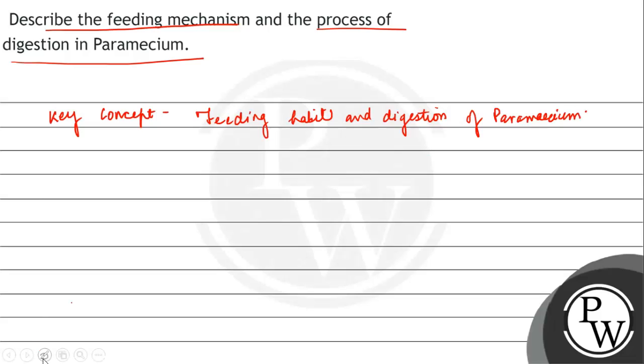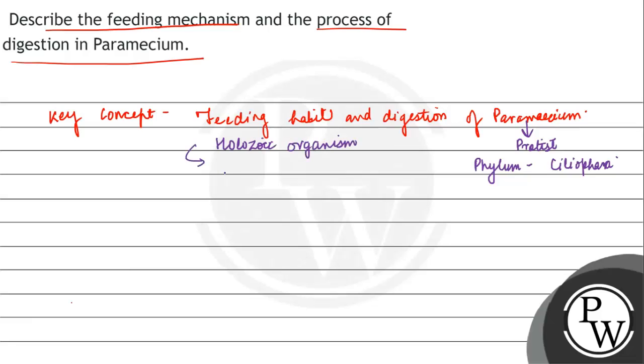First of all, we'll be understanding that Paramecium belongs to protists, and phylum Ciliophora. It has cilia all over the body, and it belongs to the protist group. Apart from that, regarding the feeding habit and digestion, Paramecium is a holozoic organism.